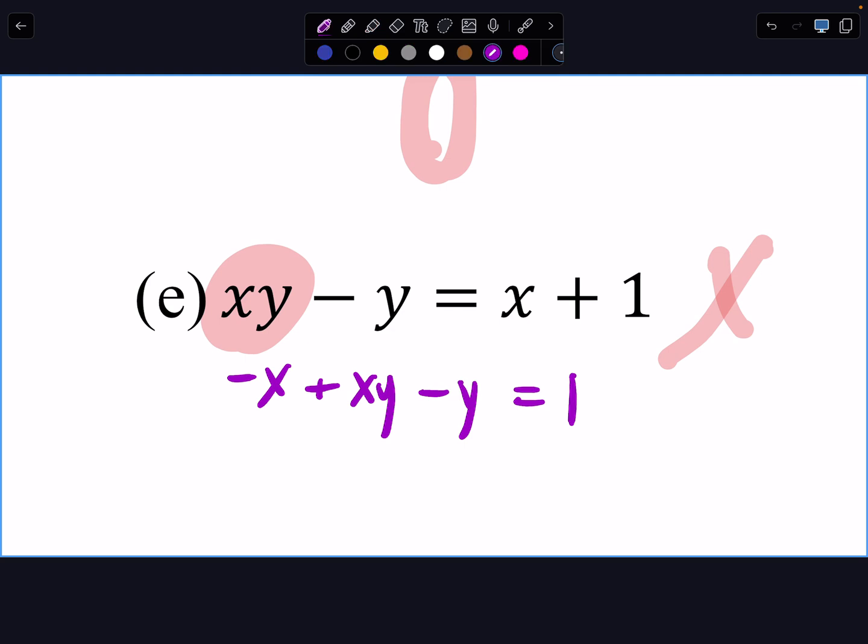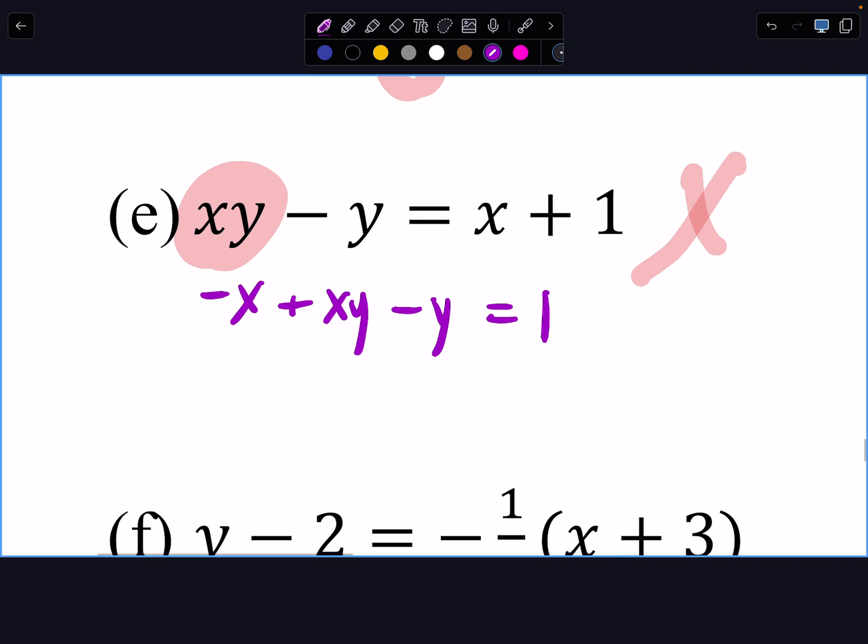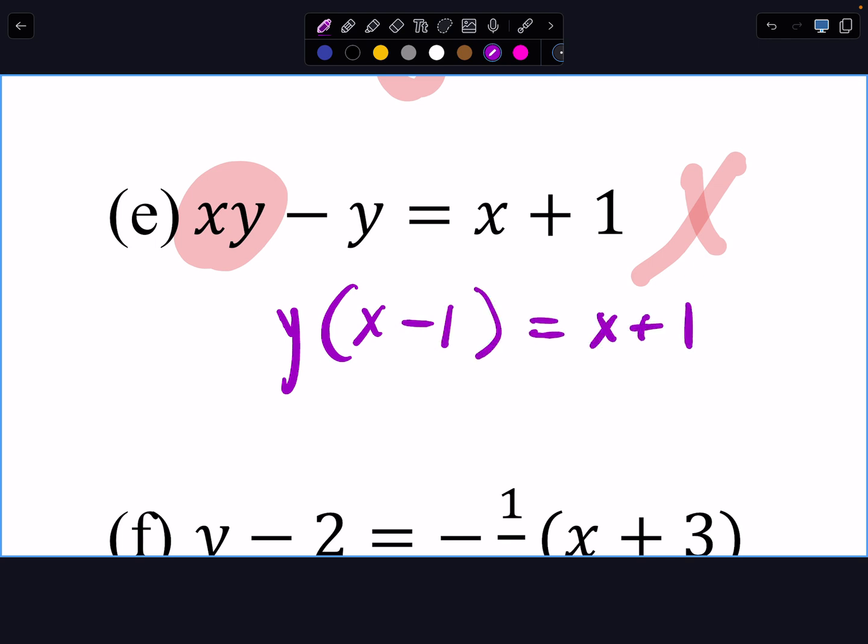If you were to try and get this into y equals form, and I'm just going to show you this for funsies, you would think about factoring out, which is something that we would talk about in here soon. So you'd have x plus 1 on this side, and then you'd have y equals x plus 1 over x minus 1. So it's actually a rational equation.